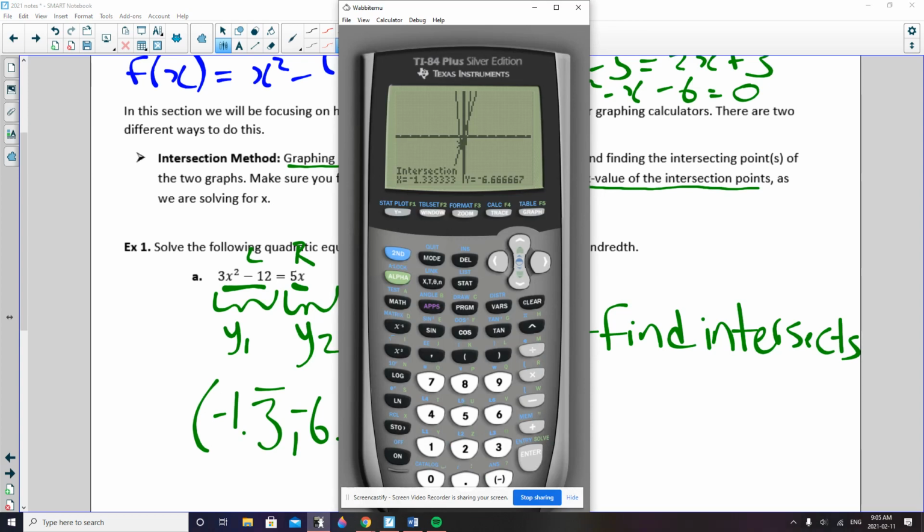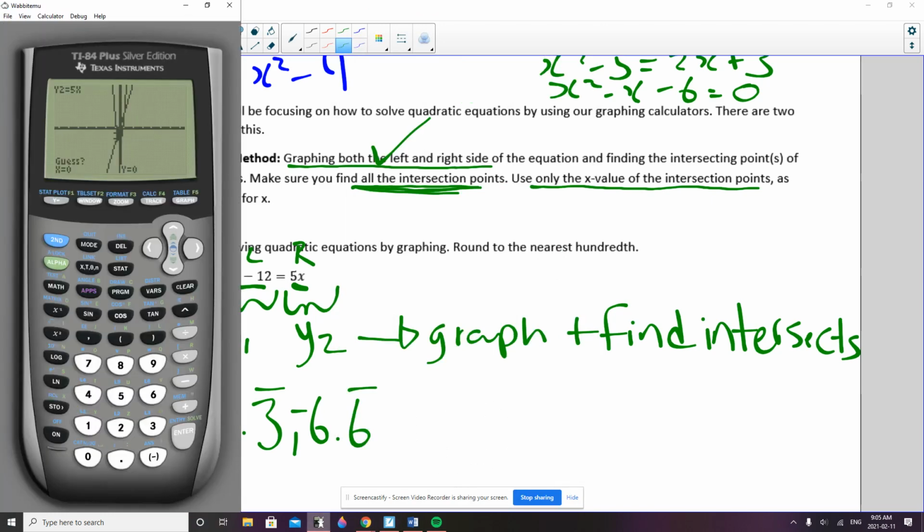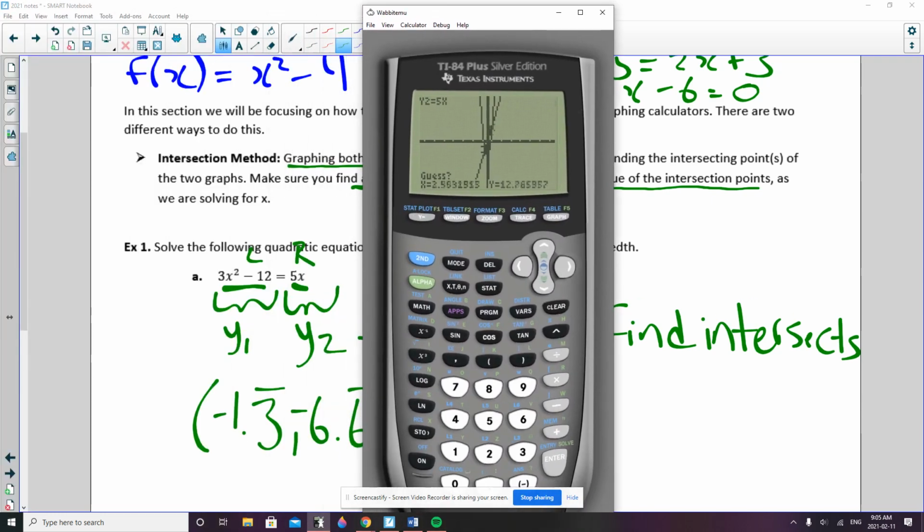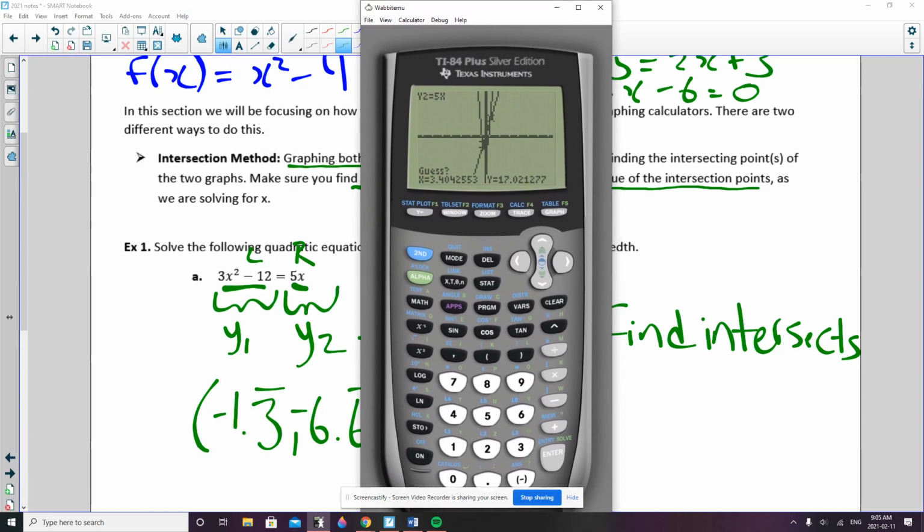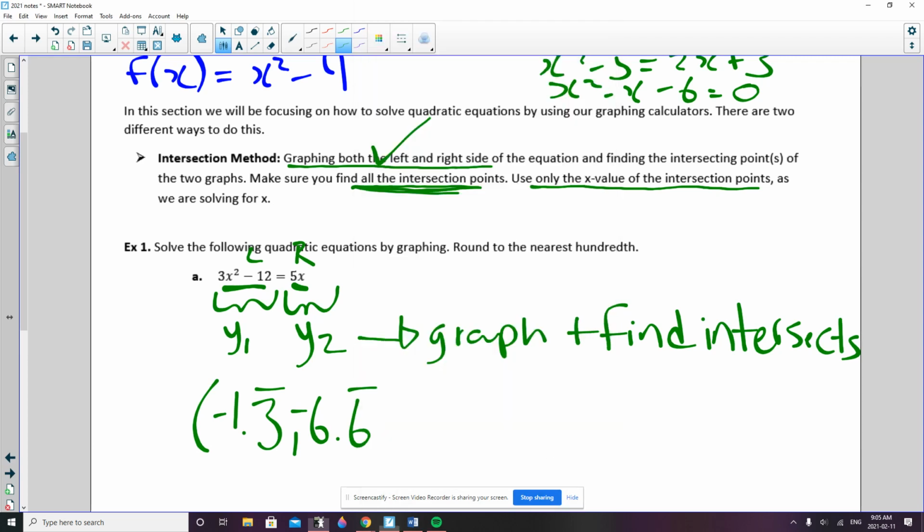I want to go find the other because I can see there's another one up in the top right here. So second trace gets me to the calculate function, and I'm going to go find the intersection. So first curve, just hit enter. Second curve, enter. Guess. Now I'm going to bring my cursor up to the second intersection. If I do not move my cursor close enough to the second intersection, it's going to pull me back down to the intersection I've already found. And so it says, hey, there's an intersection at 3, 5. So I'd write that second point down. There's an intersection at 3, 5.